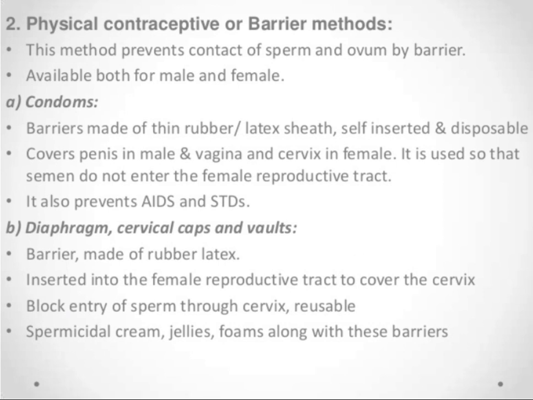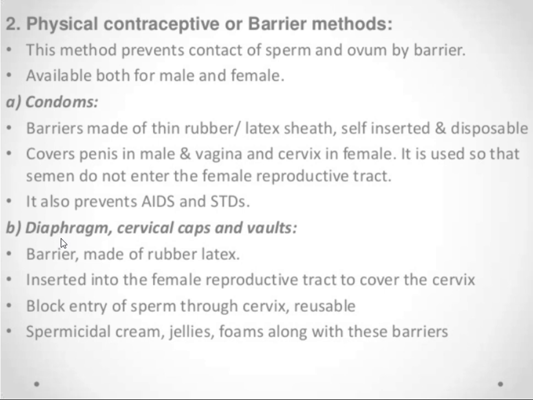There are some physical contraceptive methods, or so we can say barrier methods can be used. This is basically to prevent the contact of the sperm and the ovum by a barrier. It is available for both males and females. For males, condoms can be used. It is a thin rubber or latex sheath, a kind of disposable cover which covers the organ, so that when insemination is done, at the particular time when ejaculation takes place, the semen does not enter the female reproductive tract, and it also helps in preventing sexually transmitted diseases and AIDS.